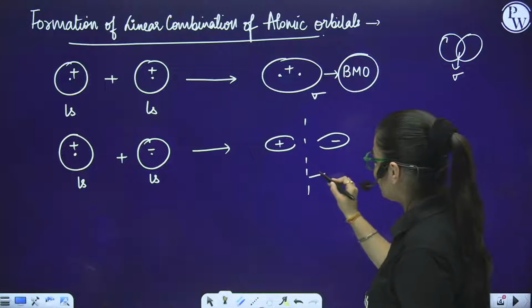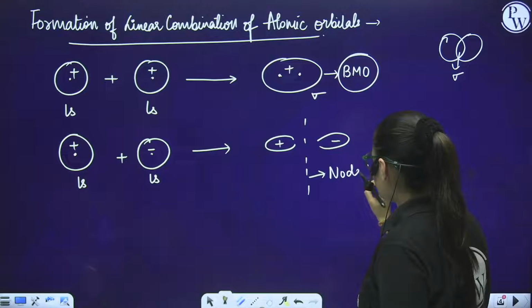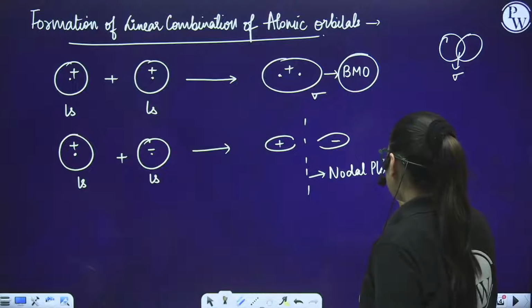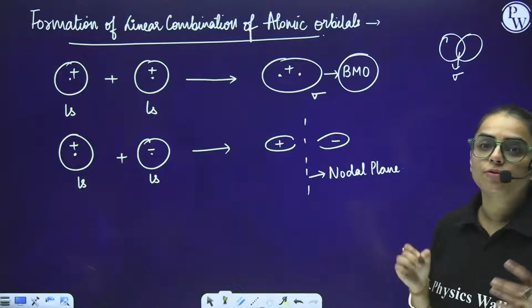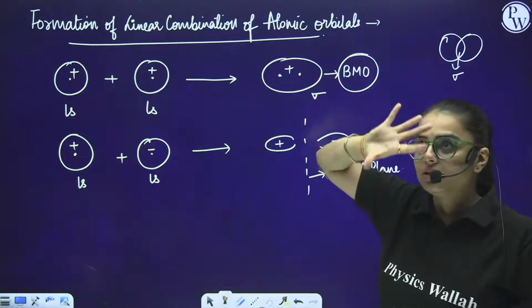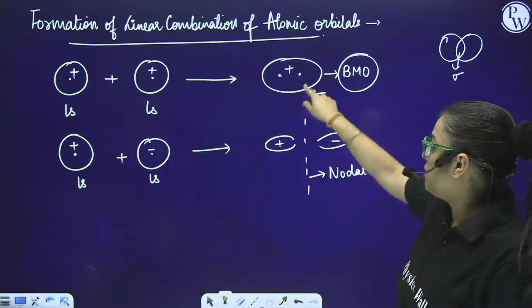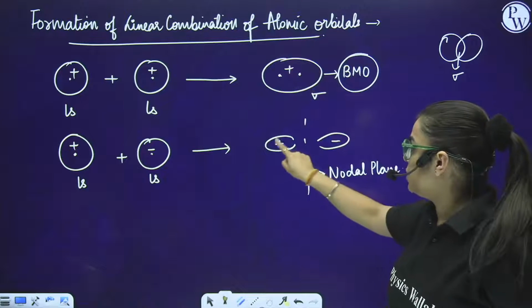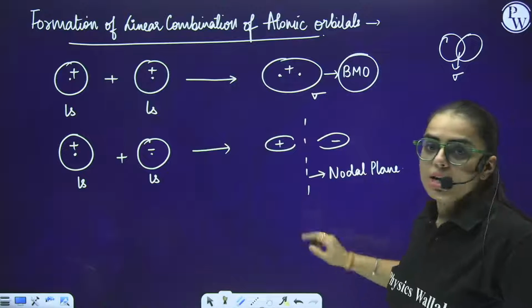This space, this line basically represents your nodal plane. Nodal plane is that region in which the probability of finding an electron is 0. And here if you see, electrons are clouded in such a way that it creates a spherical shape. Okay, here electrons are distributed, but over here electrons are found only over here, not over here. So this is the nodal plane.